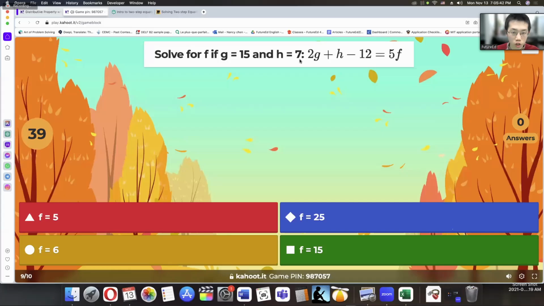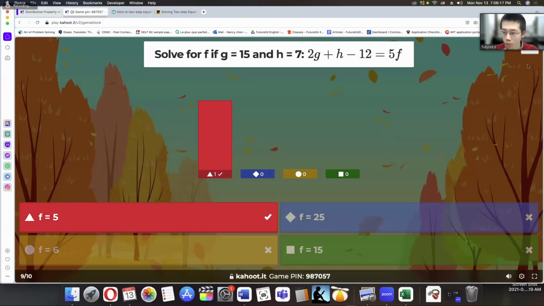So you'll want to substitute G and H in first, right? So what's 2 times 15? 2 multiplied by 15 is 30. 30 plus 7 is 37. 37 minus 12 is 25. And 25 equals 5 times something. So what 5 times what is 25? Well, I think of 5 times 5 is 25, right? So F would be 25. There we go. Awesome.